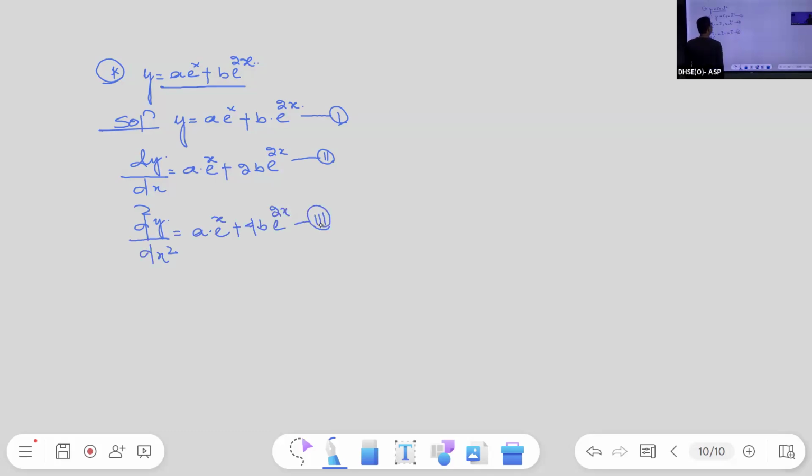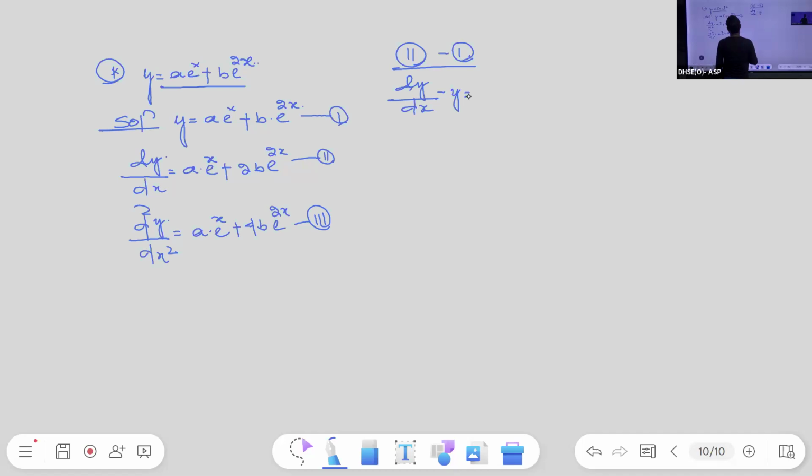Now we have to eliminate the arbitrary constants a, b using equations 1, 2 and 3. If you subtract equation 1 from equation 2, equation 2 minus equation 1 will give you dy upon dx minus y equals a e raised to the power x minus a e raised to the power x, which cancels.